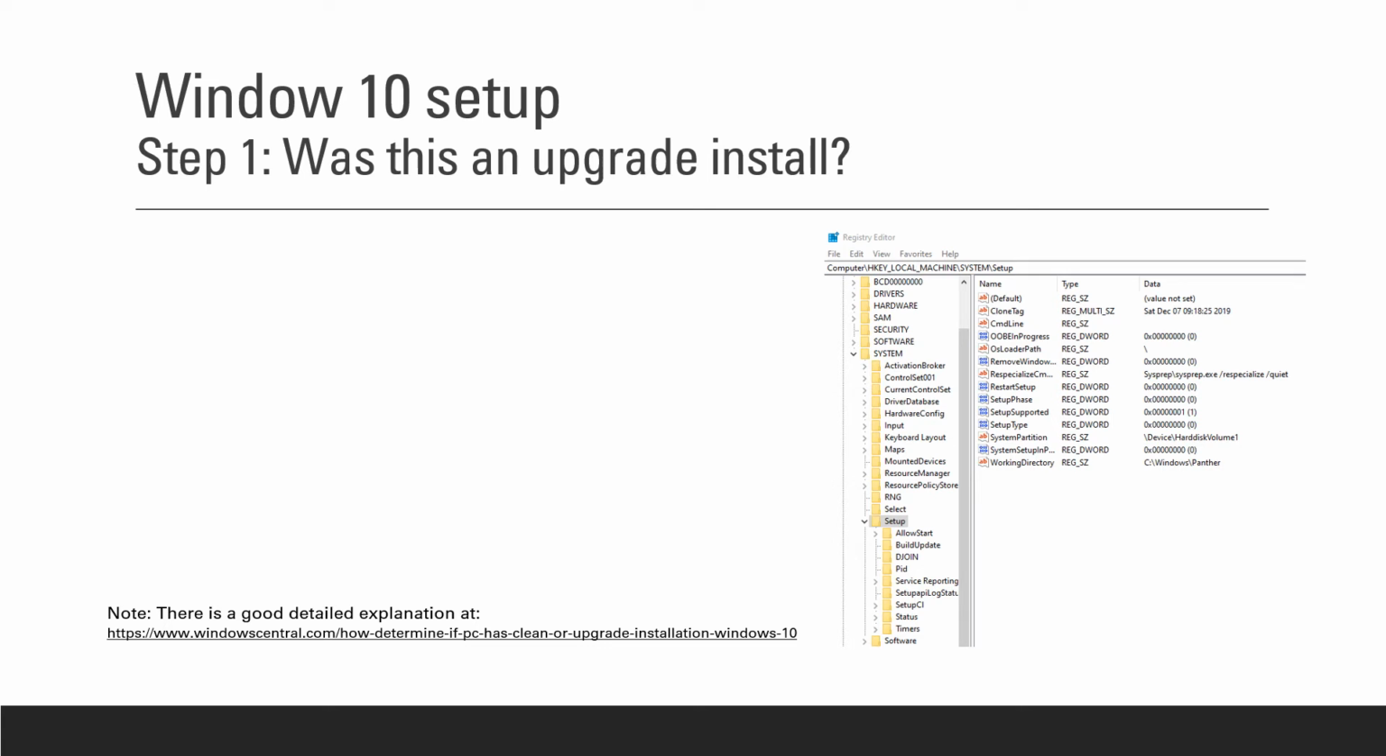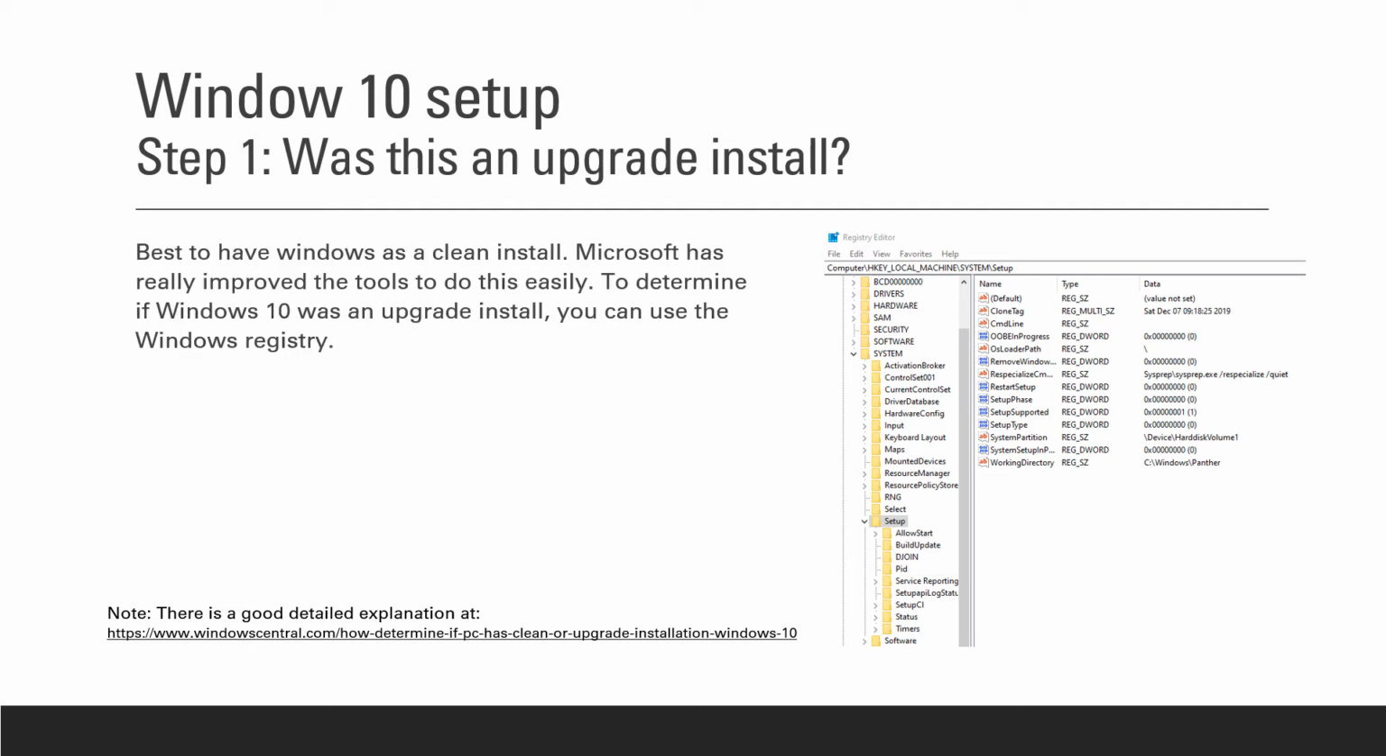So a lot of people are running upgrade installs on their Windows computers, and I guess there's nothing absolutely wrong with it. However, I think a clean install is much, much better. Basically, an upgrade install is like you went from Windows 7 to Windows 10 instead of just doing a straight Windows install. And it ends up being set up a little bit differently.